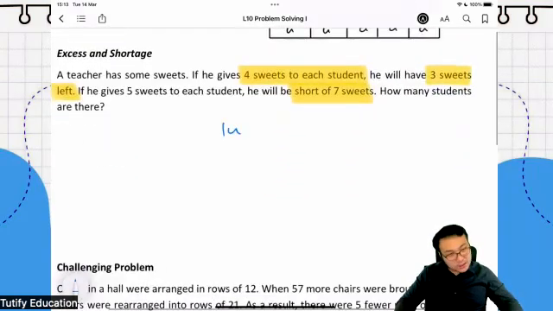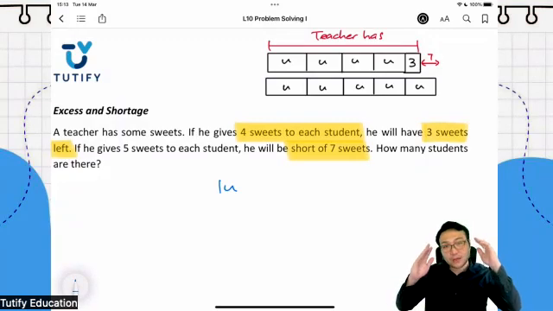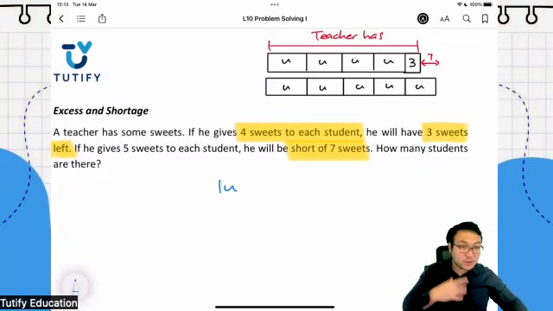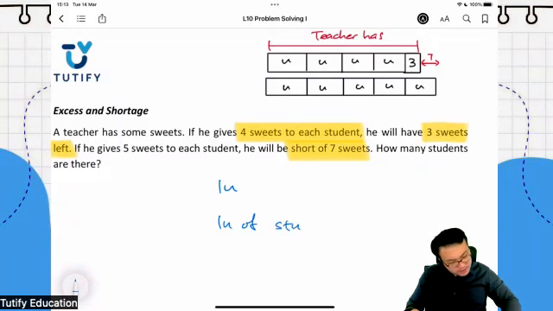There's 1 unit of students, remember? Yeah, 1 unit represents the number of students, correct? Tell me how many students are there? 10. Yes, there are 10 students. You must not forget, 1 unit is not referring to how many sweets. 1 unit, I'm referring to how many students. Because I don't know how many students, I say, okay, there's 1 unit of students.